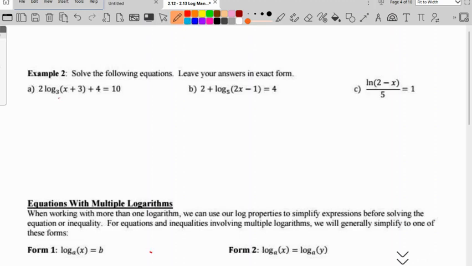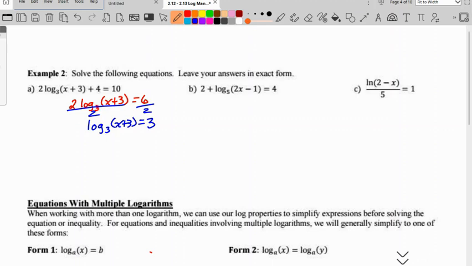So if I want to get this log base 3 of x plus 3 by itself, I'm going to subtract 4 from both sides. That gives me 2 times log base 3 of x plus 3 equals 6, just subtracting 4 from both sides. Then I want to divide both sides by 2 to get rid of the 2 out front. So that's going to be log base 3 of x plus 3 equals 6 over 2. I'll show the division there. 6 over 2 is 3.